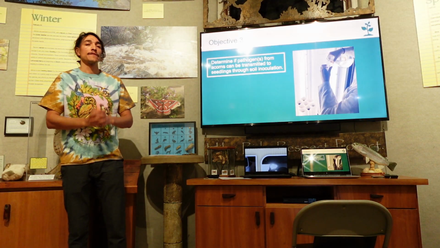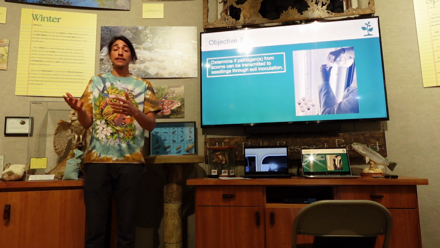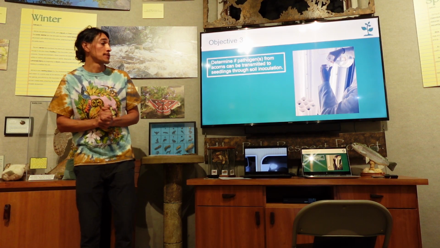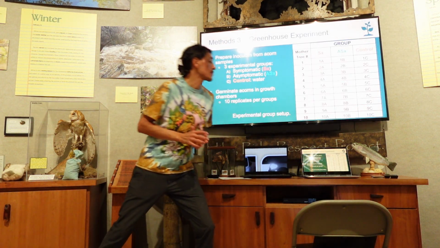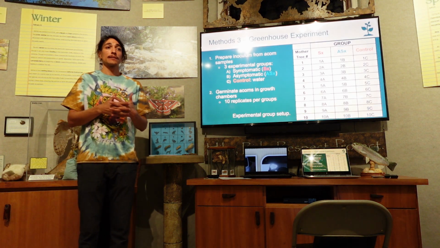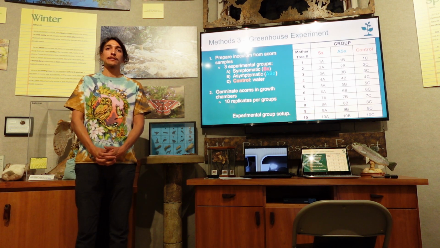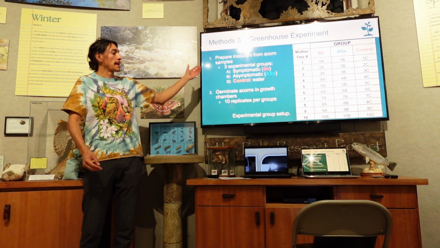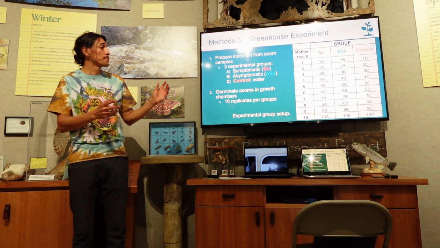And my third objective is to determine if the pathogen or pathogens from these acorns can be transmitted horizontally through soil inoculation. And in order to address this objective, I set up a greenhouse experiment with 3 experimental groups: symptomatic, asymptomatic, and control, which was just sterile water.